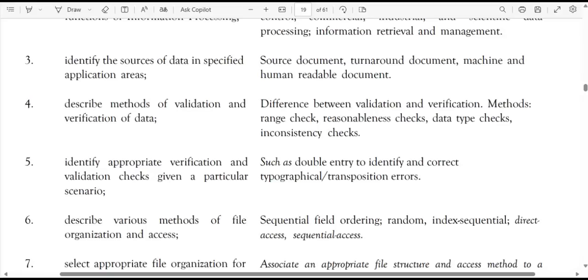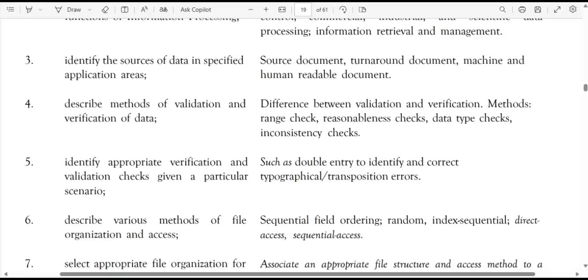Validation happens at the point of data entry or input. Verification happens after data entry, comparing input against source documents. For validation, the focus is on checking if data makes sense. For verification, the focus is on checking if data was entered correctly, accuracy.